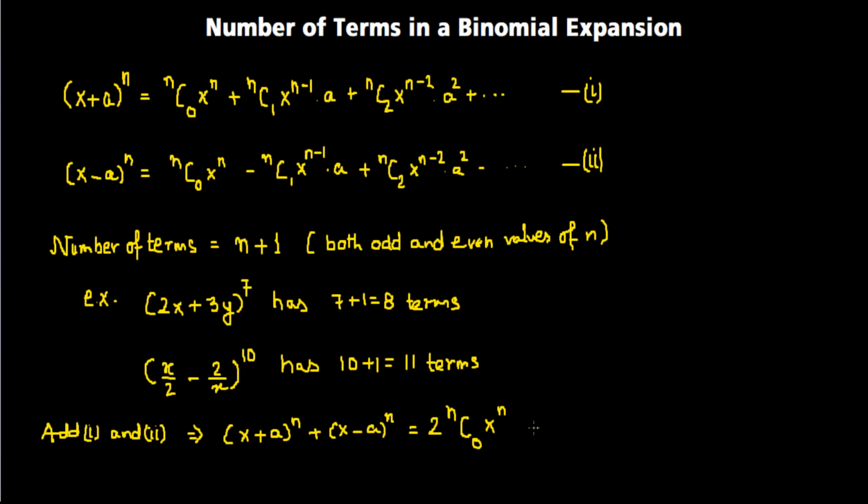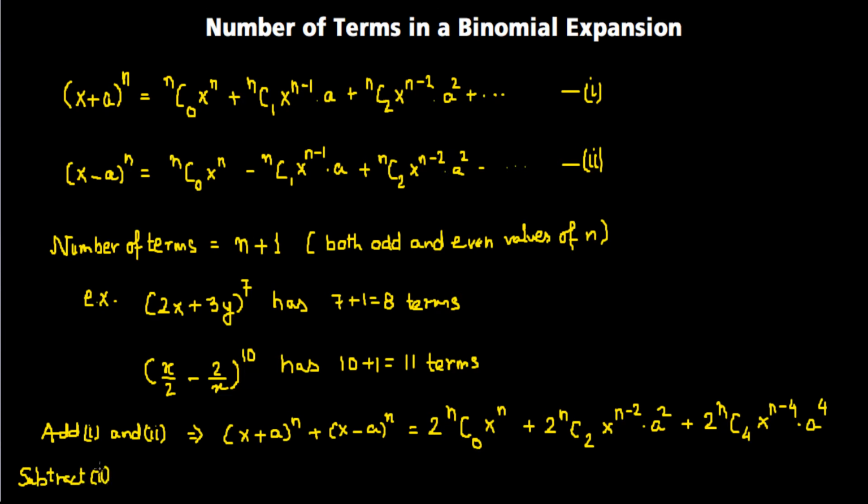Then we move on to the third term. The third term will give us 2 times nC2 x^(n-2) times a squared. The fourth term will get cancelled. Then we'll move on to the fifth term. So the fifth term will be 2 nC4 x^(n-4) times a to the power of 4.